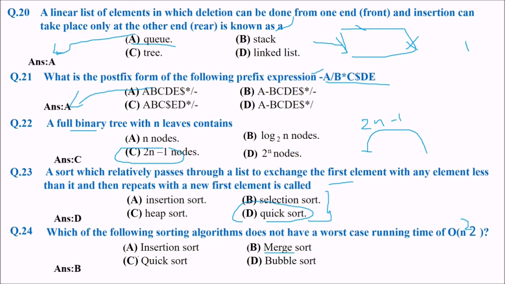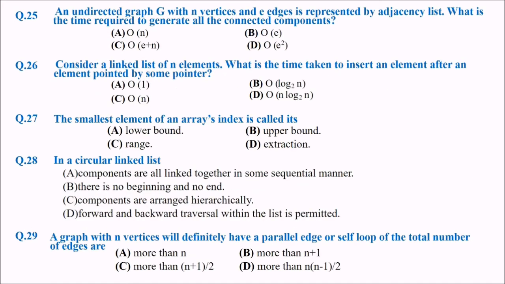Others have the worst case time of B, but merge sort will go to n log n in the worst case. Next, an undirected graph G with n vertices and e edges is represented by an adjacency list.